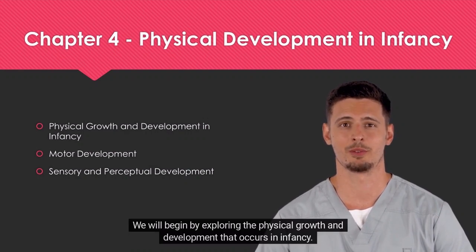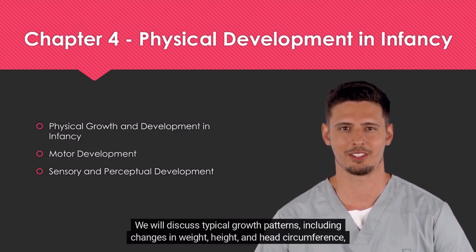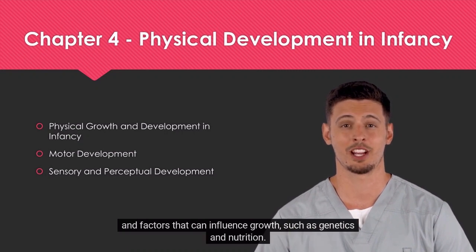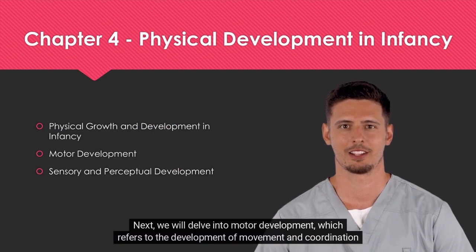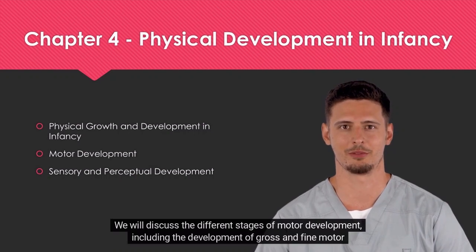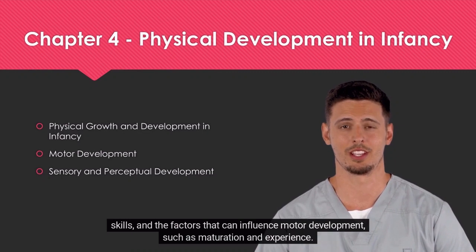We will begin by exploring the physical growth and development that occurs in infancy. We will discuss typical growth patterns, including changes in weight, height, and head circumference, and factors that can influence growth, such as genetics and nutrition. Next, we will delve into motor development, which refers to the development of movement and coordination skills. We will discuss the different stages of motor development, including the development of gross and fine motor skills, and the factors that can influence motor development, such as maturation and experience.